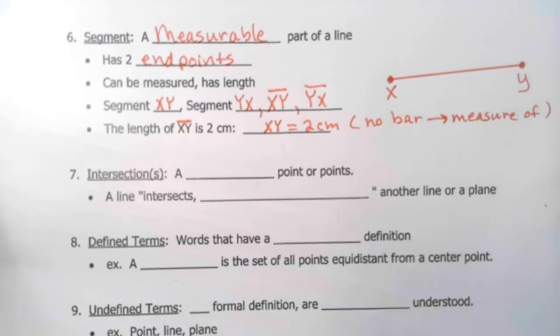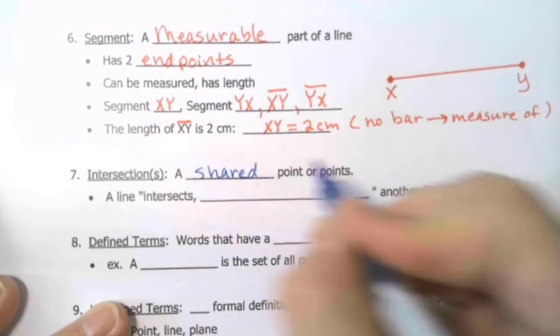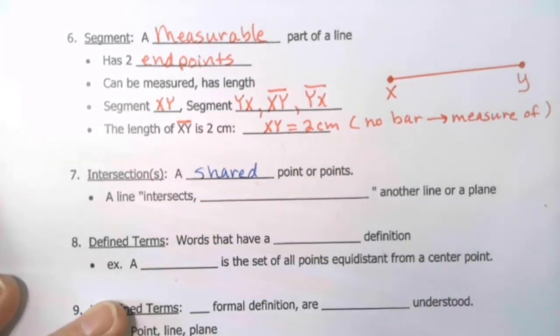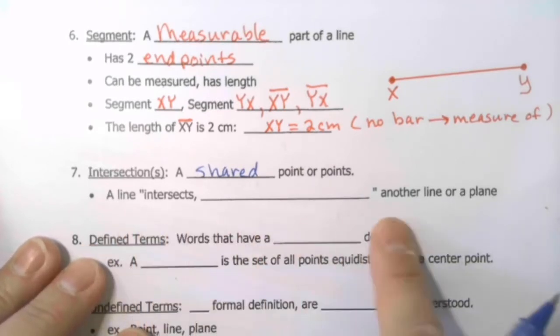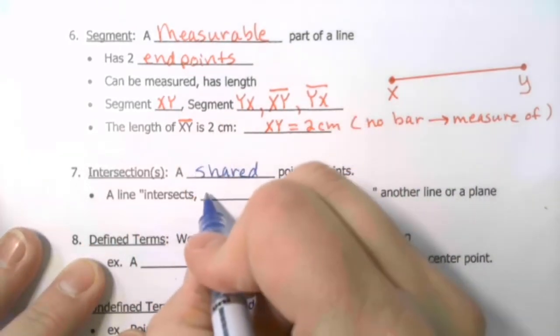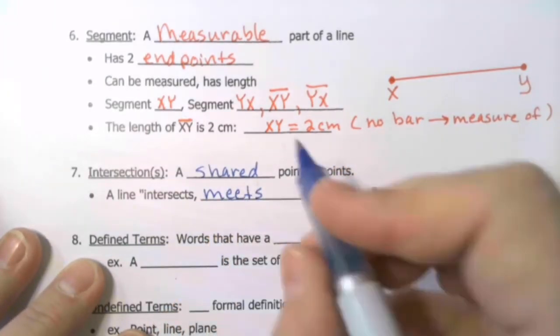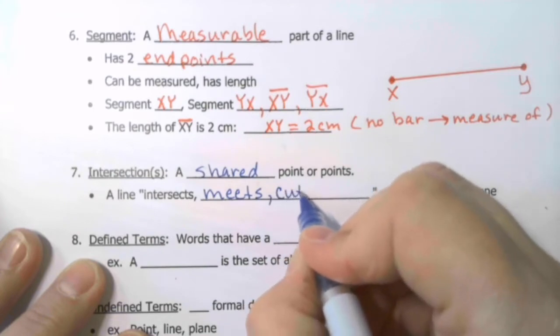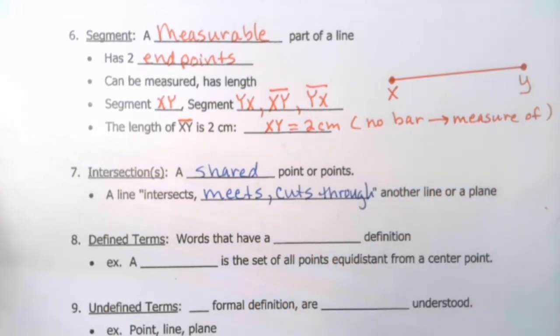All right, word number 7, intersection. An intersection is a shared point or points. There's different ways to say intersection. We can say a line intersects another line or plane. We can say a line meets another line or plane. And sometimes you'll see it cuts through another line or plane. All of those wordings mean intersection, means they share points.